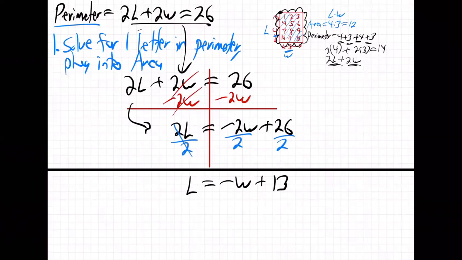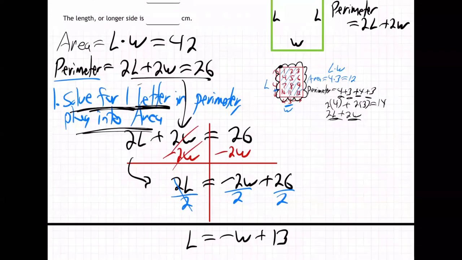So I got L alone. I solved for one letter in the perimeter equation. Now plug that into the area equation. So let me grab the area equation. So here's the area. Length times width is 42. Bring that down.